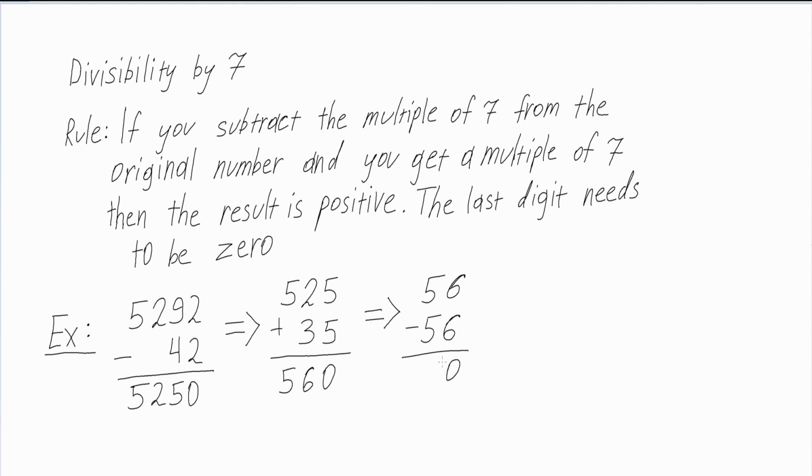So as you see, we can determine if a number is divisible by 7 through a series of simplifications by adding or subtracting multiples of 7.